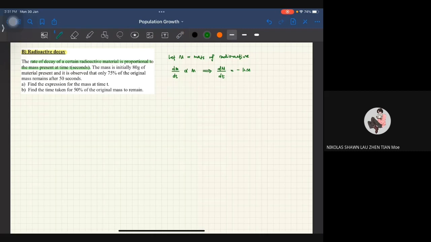Okay, so baca lagi. Biasanya soalan application, dia akan bagi awak at least 3 information. So, information pertama is your equation. Okay, so information kedua biasanya melibatkan t equals to 0. And then information yang ketiga, dia akan bagi t equals to something else lah. Okay, so let's continue. Right, so sekarang apa lagi yang kita ada? Dia cakap the mass is initially 80 gram of material present. Okay, so dia punya berat asal adalah 80 gram.